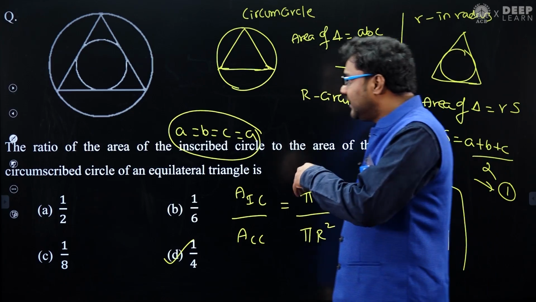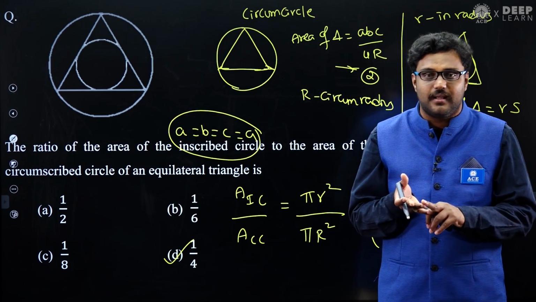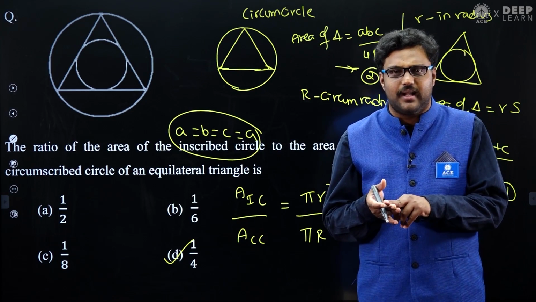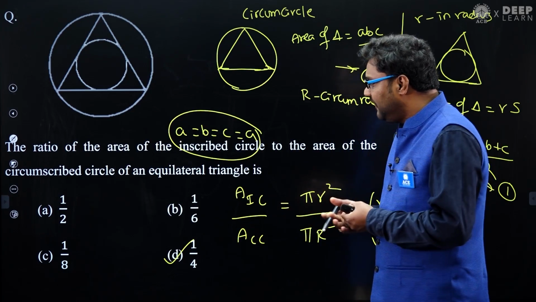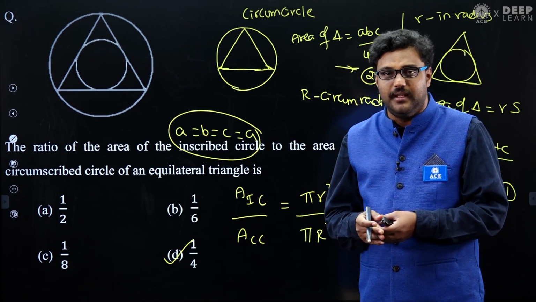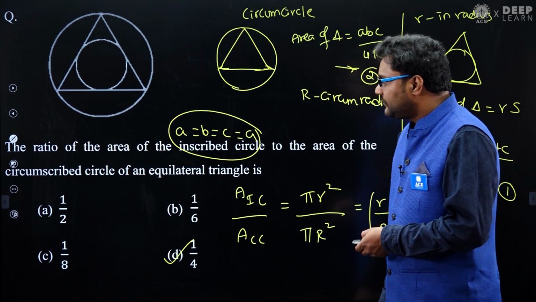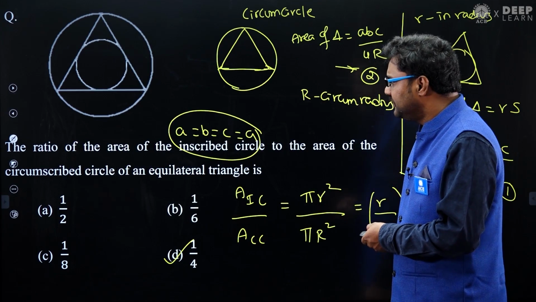Got it? So these are three things: incircle, circumcircle, and area of an equilateral triangle. When you utilize all these three concepts, you can do the question easily. Got it? See the next question, my dear friends.